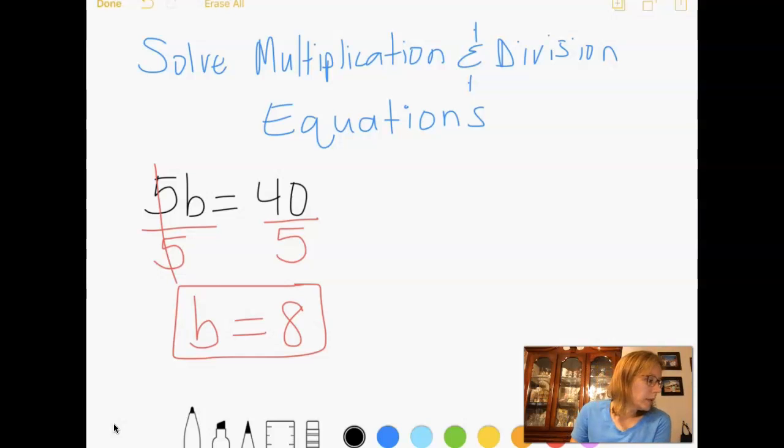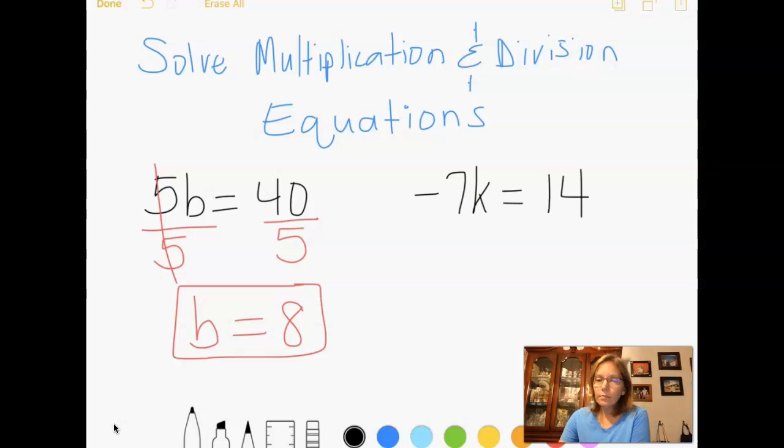Let's look at a couple more like this. I have negative 7k equals 14. Remember, when a number is written next to a variable, that means multiply. So I see negative 7 times k, I have to do the opposite. The opposite of multiplication is division. Now when there's a negative in front of that number, I'm going to divide by negative 7. I need to divide by whatever's there. So if it's positive 7, I'm dividing by positive 7. If it's negative 7, I'm dividing by negative 7.